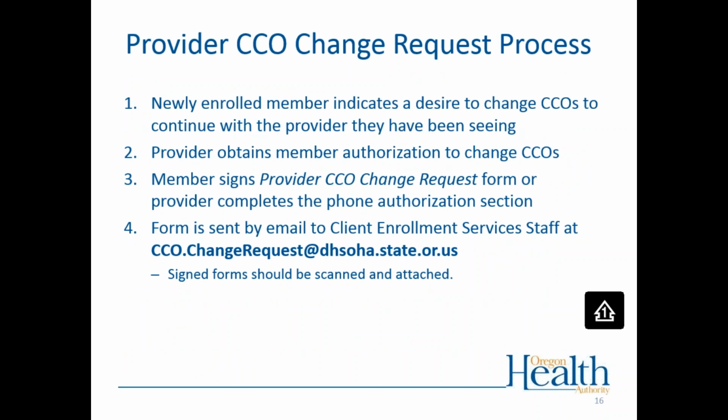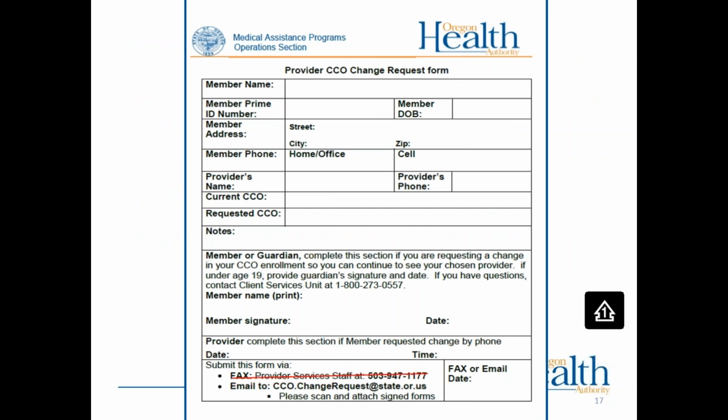So this process starts with that newly enrolled member indicating that they want to change a CCO to continue with the provider that they've been seeing. So they want to express that to their primary care provider. The provider then would obtain the member's authorization. We'll again show you the form in just a moment. They'll sign the form. The provider completes all the required fields, and then they send that by email only to the CCO.change-request email inbox. Those signed forms should be scanned and attached.